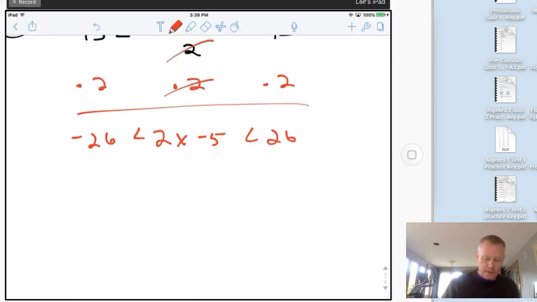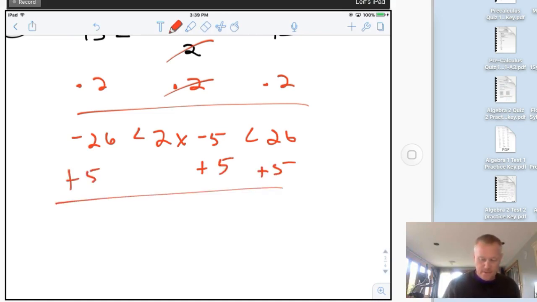And next I'm going to add 5 to all three parts. And I'm left with negative 21, 2x, 31. And then last but not least, I divide by 2.